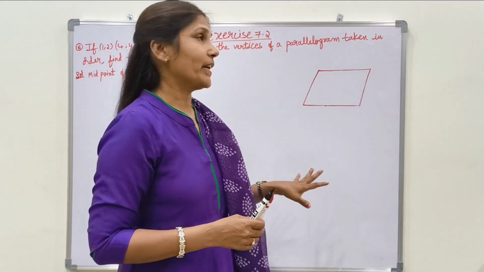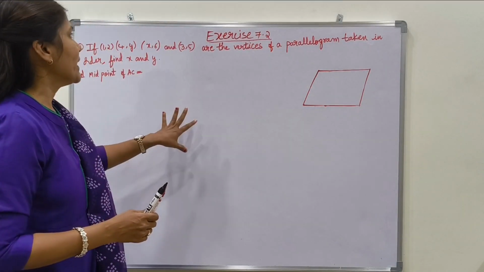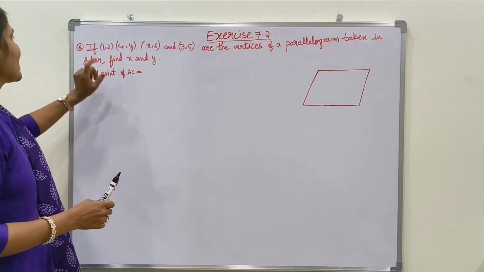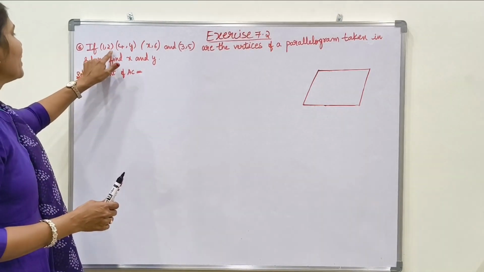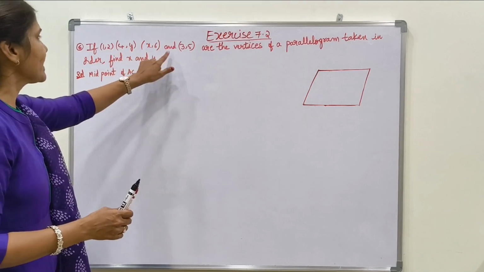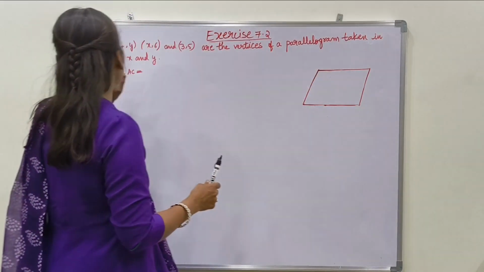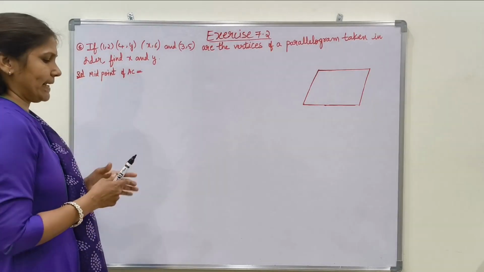Students, myself Rekha. Today we will do coordinate geometry exercise 7.2, sixth question. The sixth question is: if (1, 2), (4, y), (x, 6) and (3, 5) are the vertices of the parallelogram taken in order, find x and y.